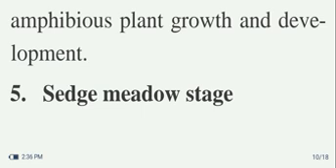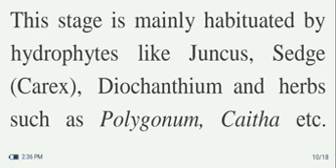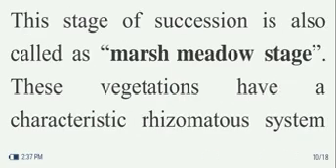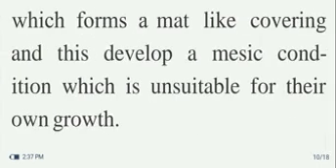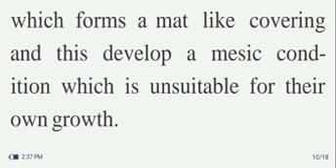And then the sedge meadow stage. The stage is mainly inhabited by hydrophytes like Juncus, sedge, Carex, Dichanthium, and herbs such as Polygonum, Caltha, etc. This stage of succession is also called the marsh meadow stage. These vegetations have a characteristic rhizomatous system which forms a mat-like covering, and this develops a mesic condition which is unsuitable for their own growth.